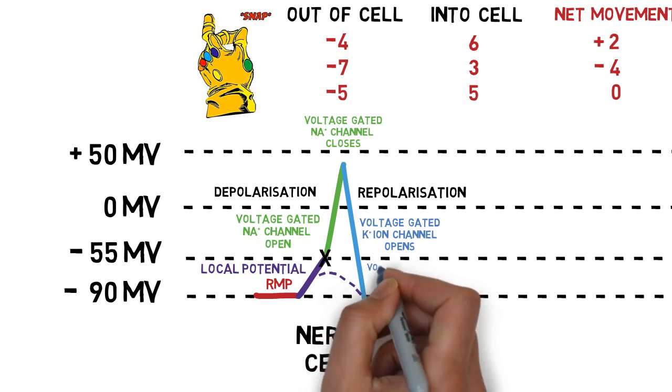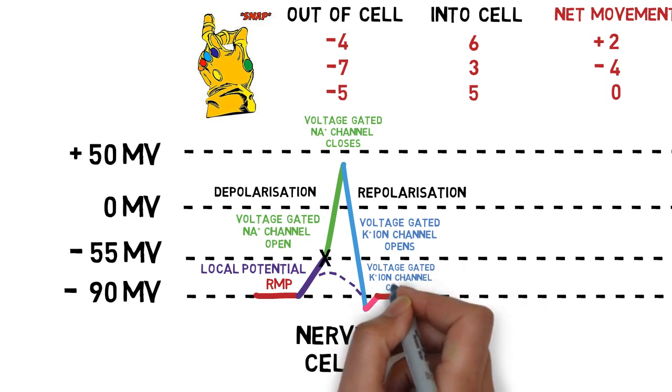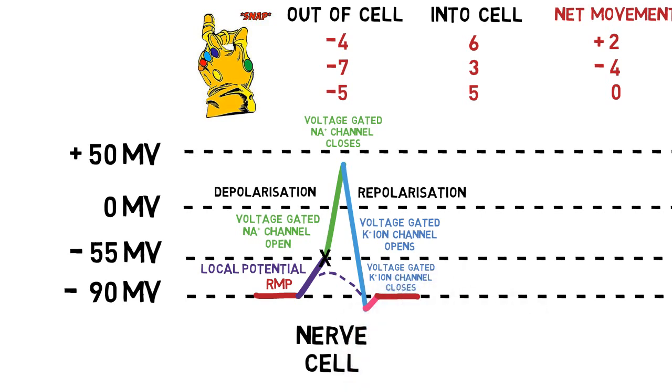The voltage-gated potassium channel closes at a lower membrane potential. This will cause hyperpolarization. As the voltage-gated potassium channel closes, the sodium-potassium pump restores the resting membrane potential. So that's the action potential for a nerve cell.